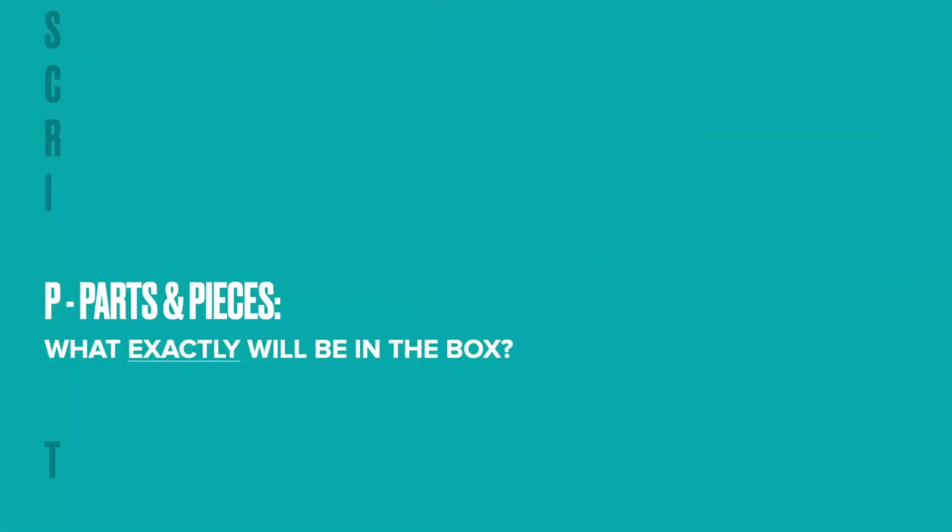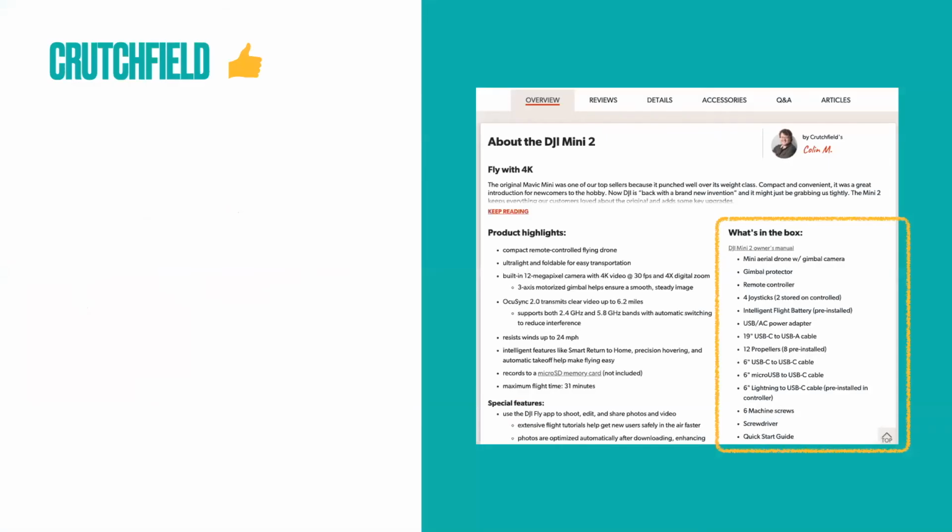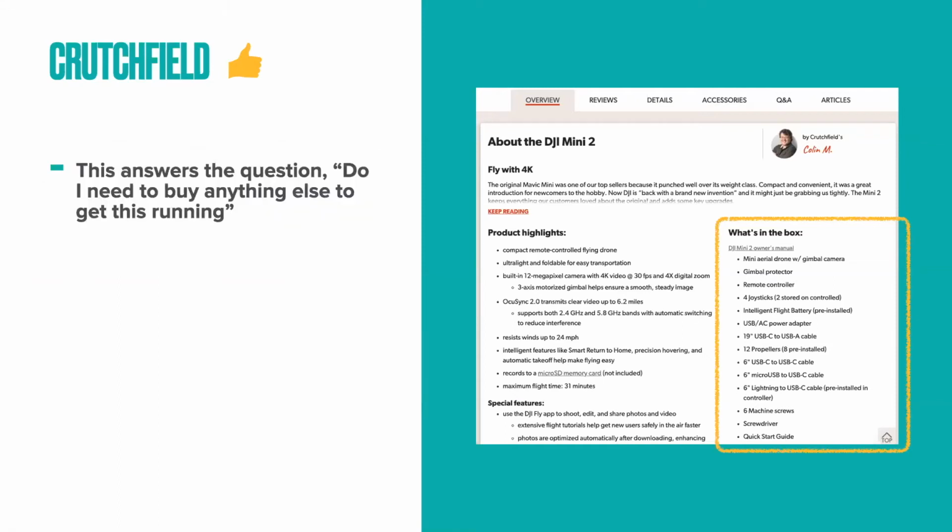Last is what we call parts and pieces. So this is as simple as it sounds. What exactly is going to be in this box when I open it up? Let's look at an example from Crutchfield, another just world-class site to go through. We're looking at a drone here. Now, a drone has so many pieces, parts, and components with it. So Crutchfield includes this "what's in the box" section, letting you know, again, am I going to need to buy anything else just to get this thing up and running?